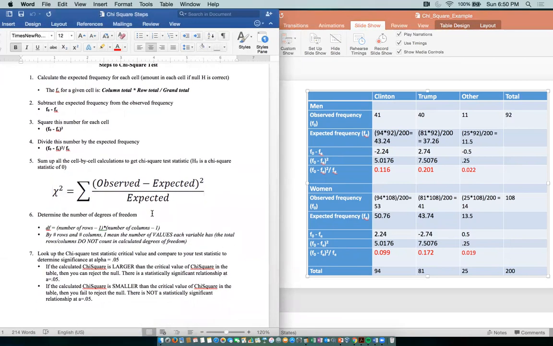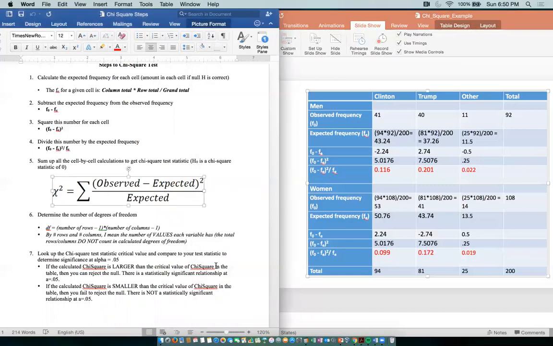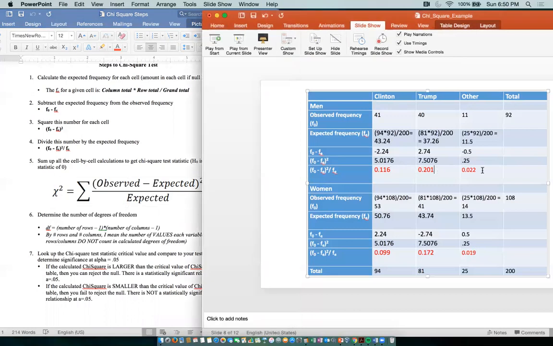Next, I calculate my chi-square statistic. And the formula to calculate the chi-squared statistic is a summation of observed minus expected squared over expected. Well, if we ignore the summation sign for a sec, what's left here is observed minus expected squared over expected. Well, that's this value in red in each of these 6 cells. So effectively, our chi-square is the summation of each of these 6 values that we've calculated.